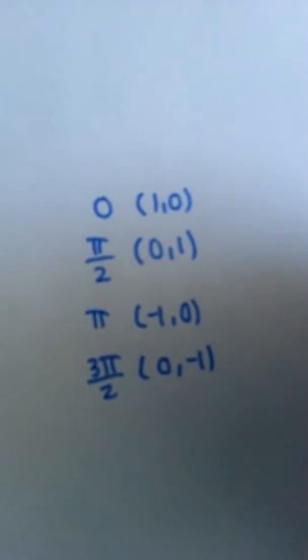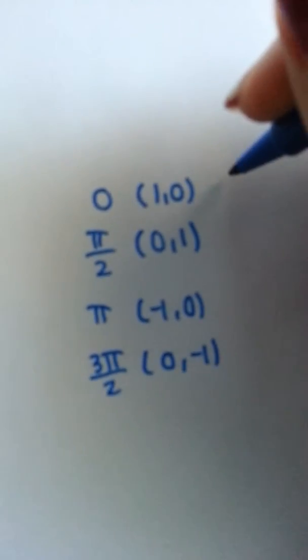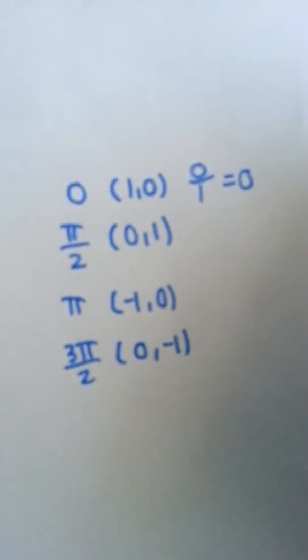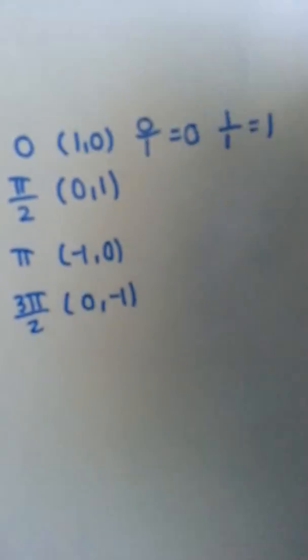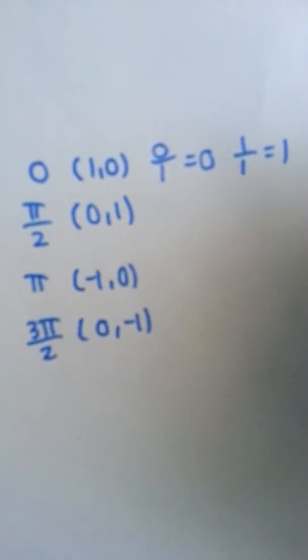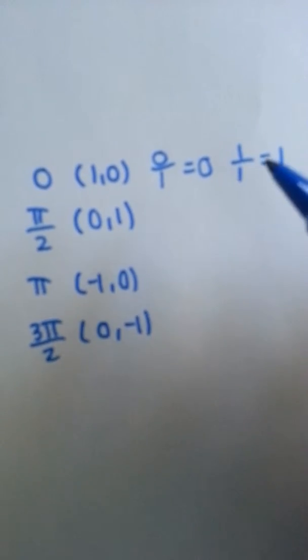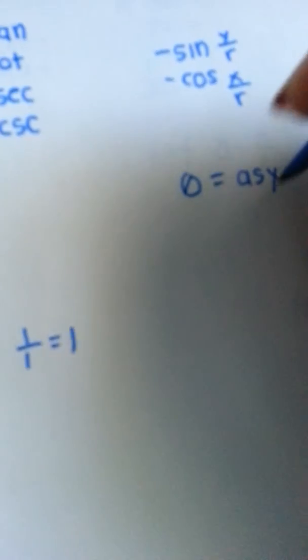These are ordered pairs, and for example, if we do sine, which is y over r, it's going to be 0 over 1, which gives us 0. And if we do cosine, it's going to be 1 over 1, which gives us 1. And this shows that if we do this for any other ordered pair, it's always going to give us a value. It's never going to be undefined, because undefined is the same as having an asymptote.